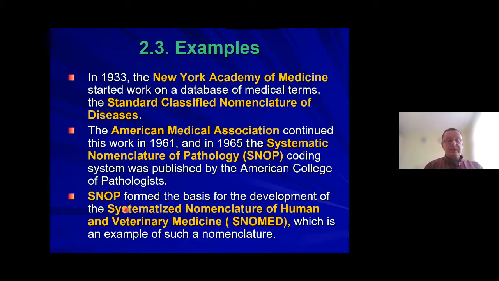Okay, regarding an example: in 1933, the New York Academy of Medicine started working on the basis of medical terms and standard classification nomenclature of diseases. Later, work continued through the Second World War, and finally in 1965, the systematic nomenclature of pathologies was published, and now it's SNOP. The SNOP format is the basis for the development of the systematic nomenclature of human and veterinary medicine, or SNOMED, which is an example of nomenclature.